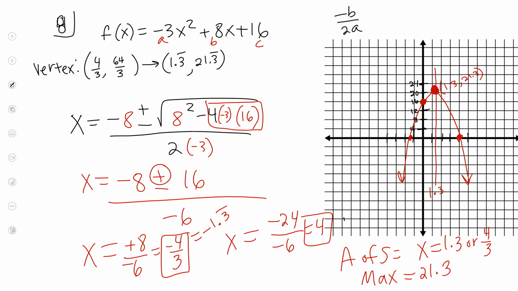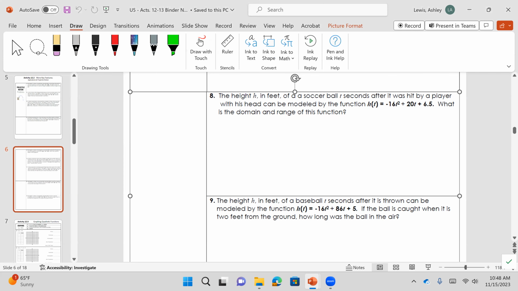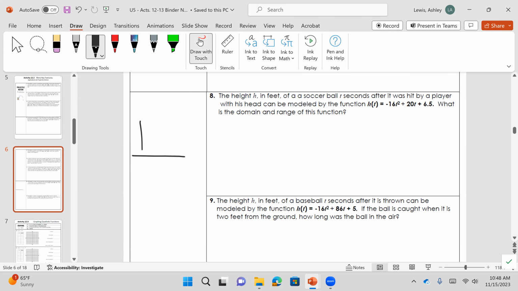Let's go back to our homework from yesterday and see if we have any questions. Okay, so we had a question on number 8. We're given this equation, and the scenario is that someone hits a soccer ball and it travels based off of this equation. This is the projection of the soccer ball. It goes like this until it hits the ground.